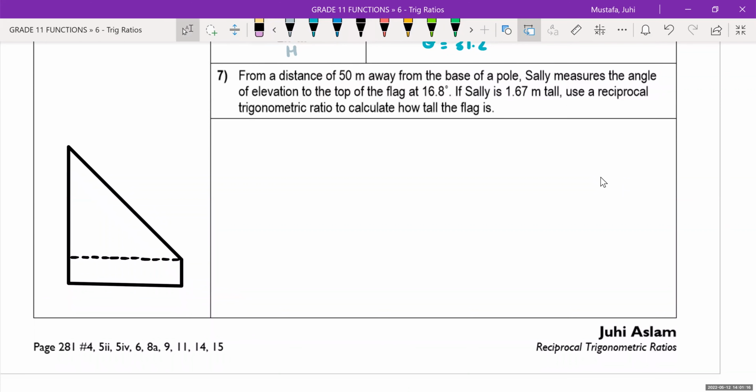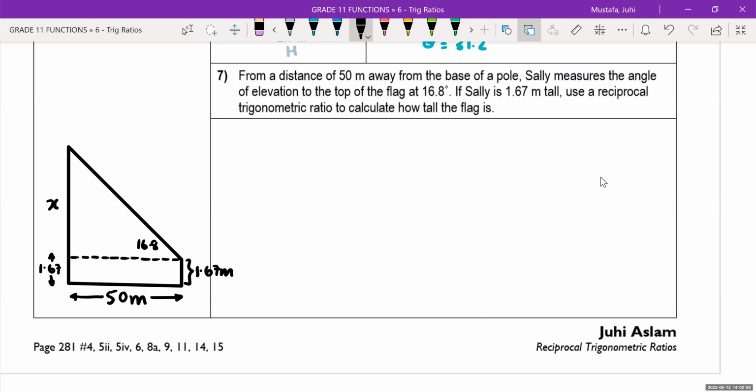From a distance of 50 meters away, so I know that this base right here is 50 meters. And Sally measures the angle of elevation to be 16.8 degrees. So this right here is 16.8. Sally is 1.6 meters tall. So this right here is 1.6 meters tall. And we're trying to figure out this entire length over here, which is X. I already know that this height right here is 1.6. So really, we need to just figure out what that X is and then add it on to the 1.6.